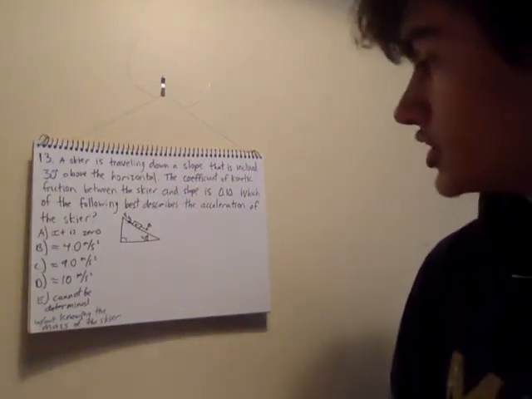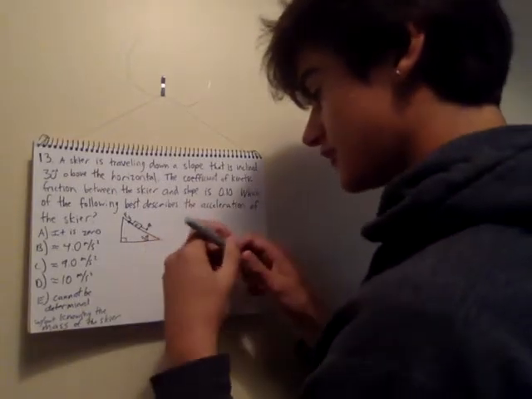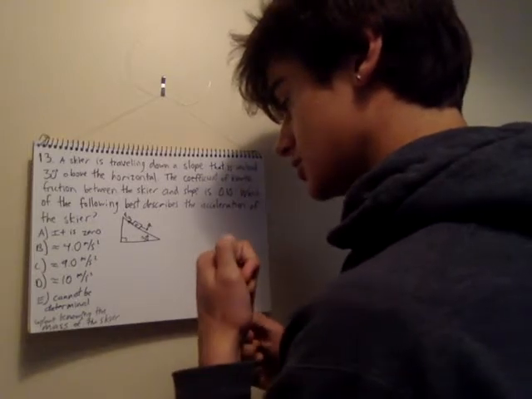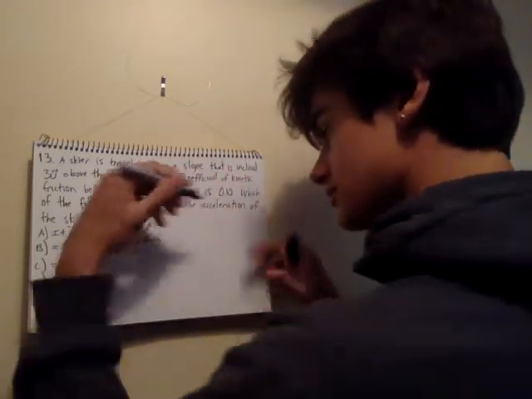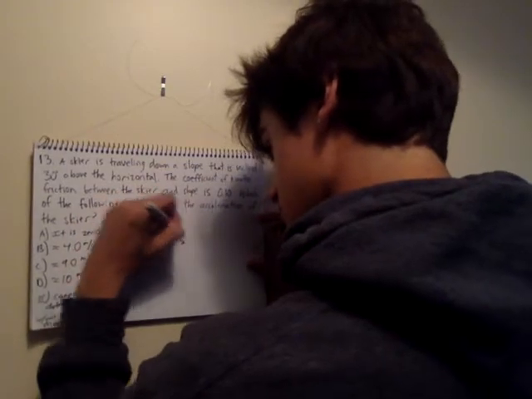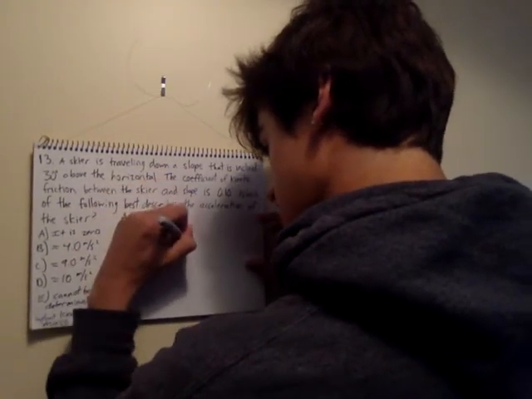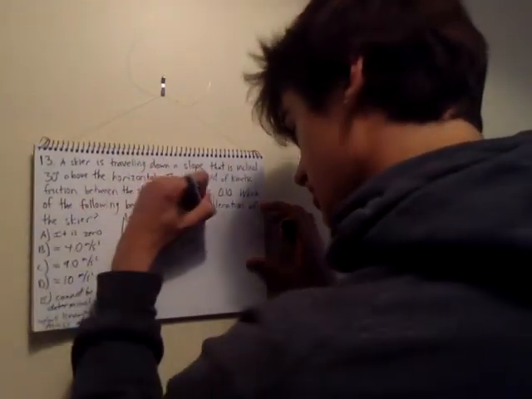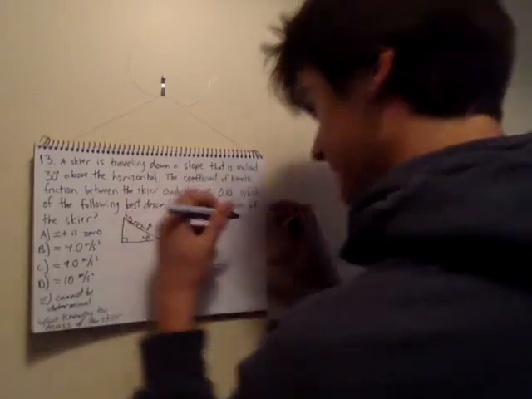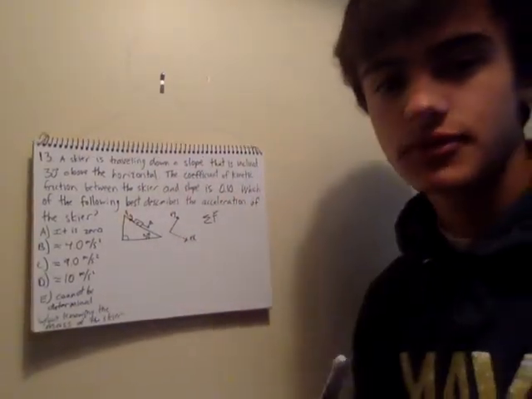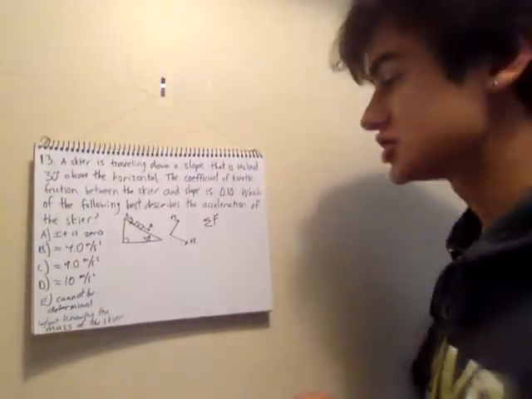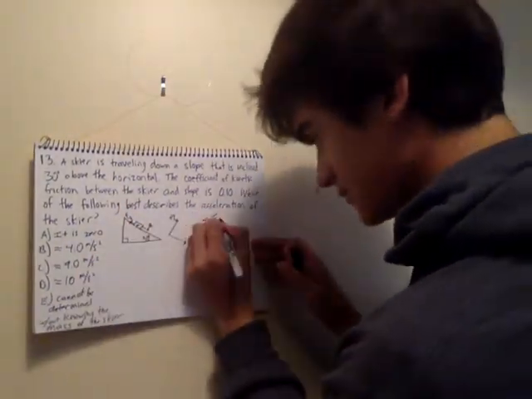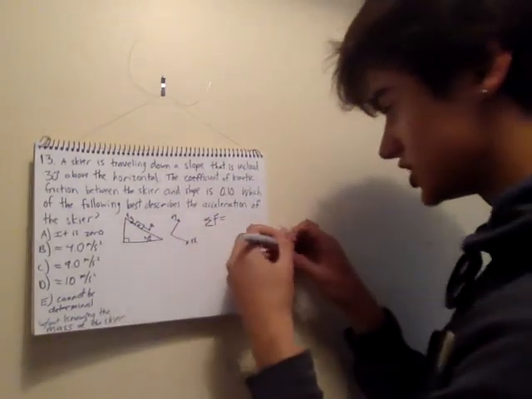So for this one, we're going to want to sum the forces. So first we have to define what our axes are. I'm going to call this the plus y direction, this the plus x direction, corresponding to this. So now we're going to sum the forces. We want to know what the acceleration of the skier is, so we only really care about this direction.